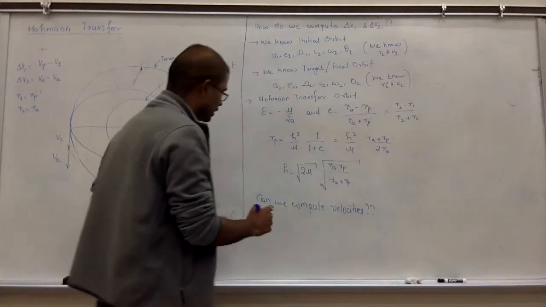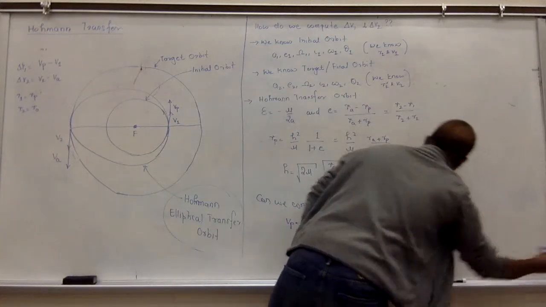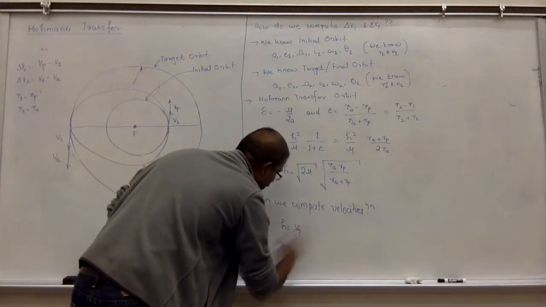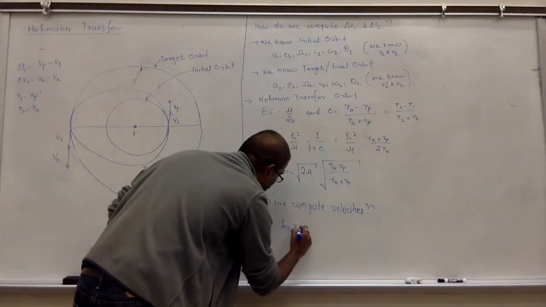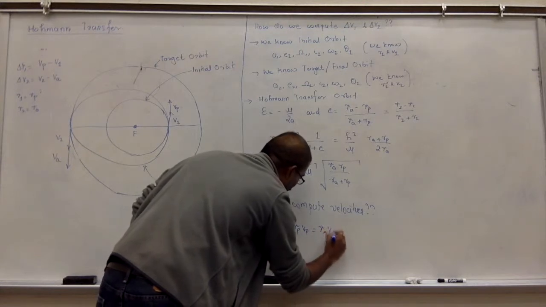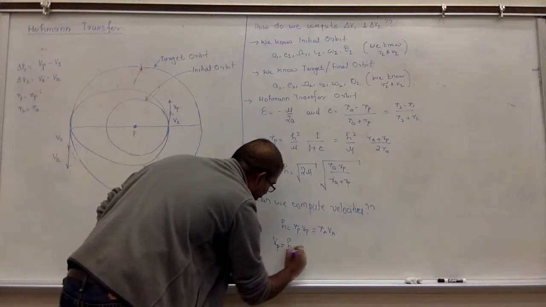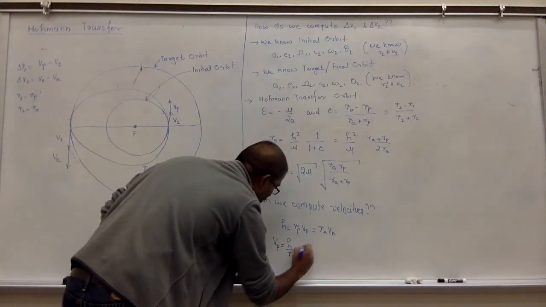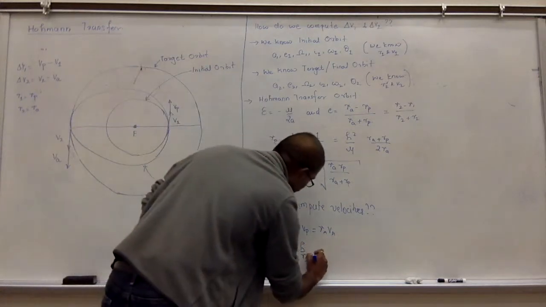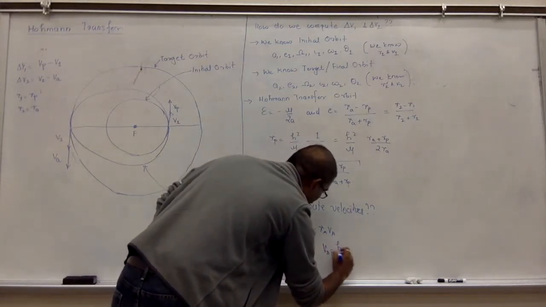So what is VP? Here you can say H is equal to VP RP, that is equal to RA VA. So your VP would be H divided by RP, which is H divided by R1. And similarly, VA is equal to H divided by R2.